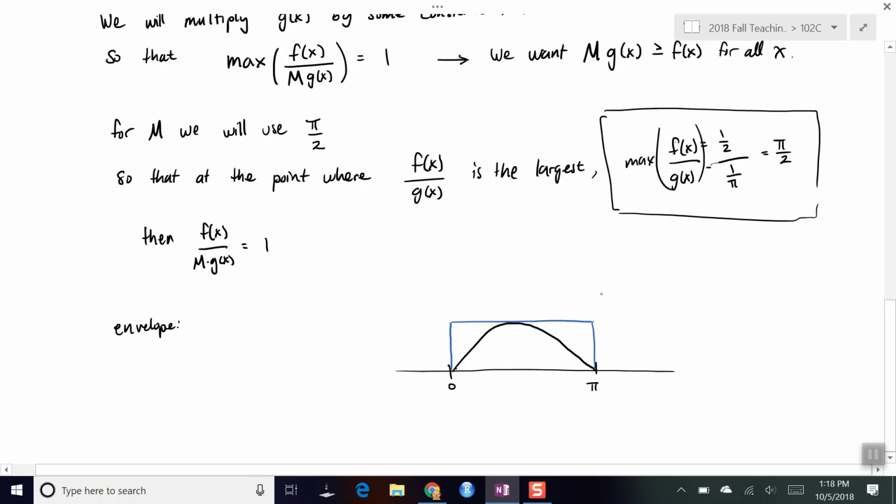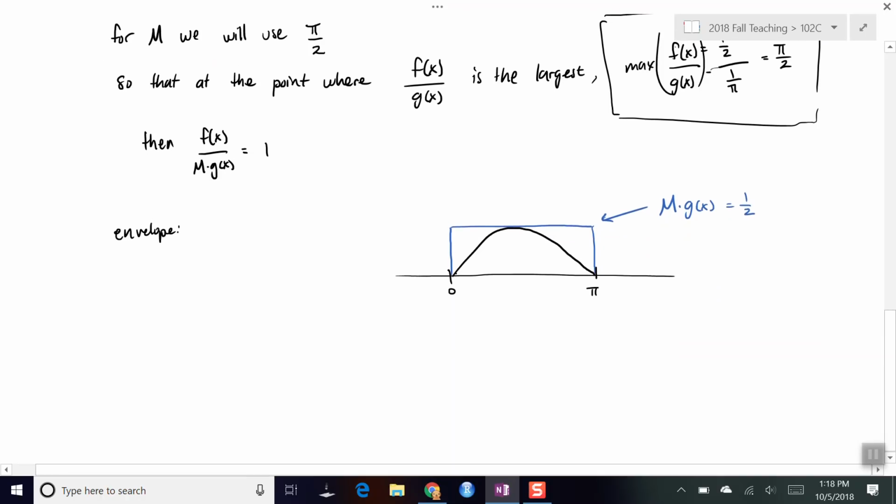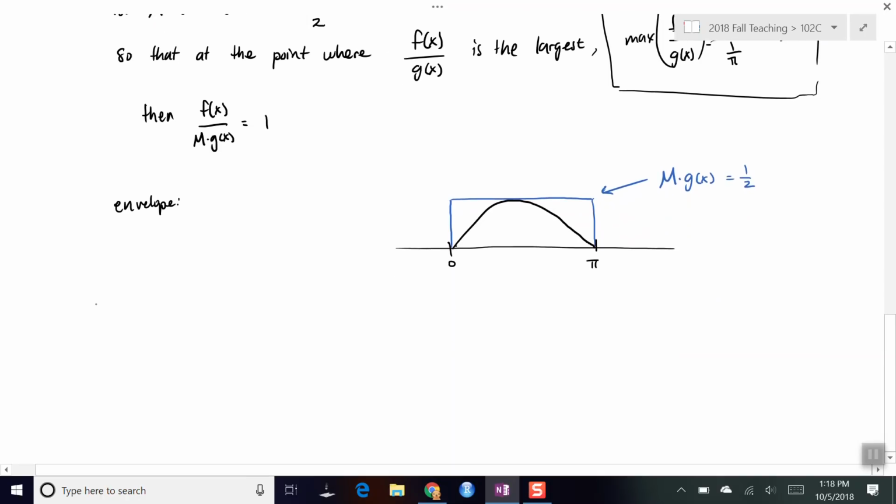So there we have it. This is m times g of x, which is basically 1/2 now. All right, and so this is how rejection sampling will work.